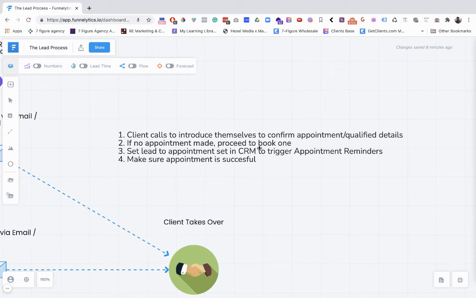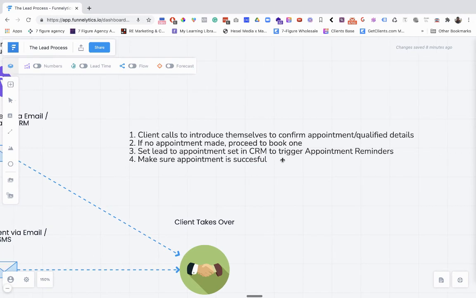So you call them, the seller comes in, and you follow up within 5 minutes, or you follow up very, very quickly, speed to lead. And then you would want to further qualify and follow your sales process, depending on what it is, and book a phone call appointment or in-person appointment, depending on how you actually work. You're also going to set the lead to appointment set in the CRM to trigger appointment reminders. It's very, very easy. We'll teach how to do that in the CRM. You're also going to make sure that the appointment is successful.